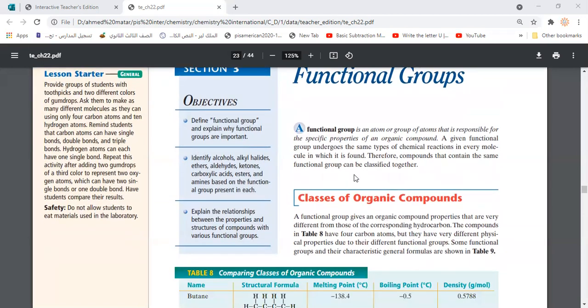So what is a functional group? A functional group is just one atom or a group of atoms that is responsible for certain properties of the compound. That means once an organic compound contains this atom or this group of atoms, it will have certain characteristics that make it able to do certain chemical reactions. So it has a certain behavior. So we classify different compounds that contain this functional group as a category or group together. Let's take an example here.